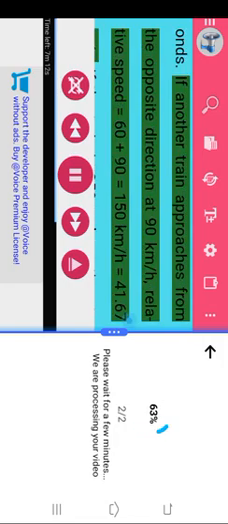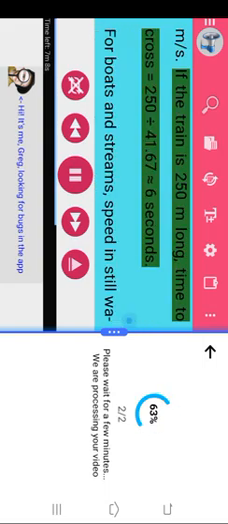If another train approaches from the opposite direction at 90 kilometers per hour, relative speed equals 60 plus 90 equals 150 kilometers per hour, which equals 41.67 meters per second. If the train is 250 meters long, time to cross equals 250 divided by 41.67, approximately equals 6 seconds.